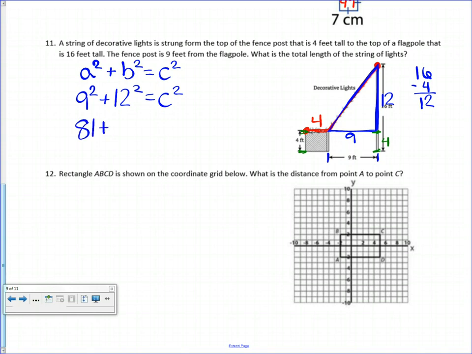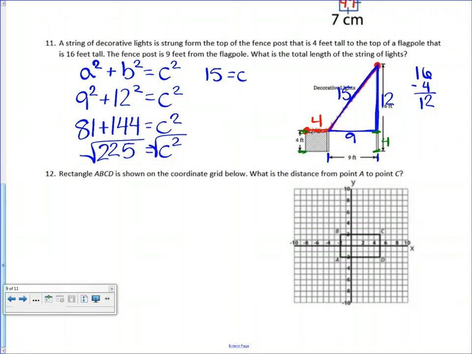So 81 plus 144. Add those together, you get 225. And then since we're looking for a side length, square root. So that part of the decorative lights is 15 feet. The question, though, is asking us, what is the total length of the string of lights? So for our final step, we have to take 15 and add 4. And you get 19 feet.